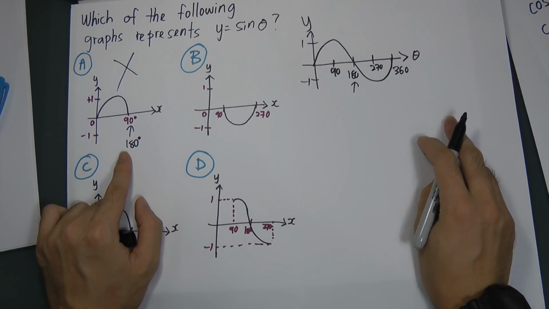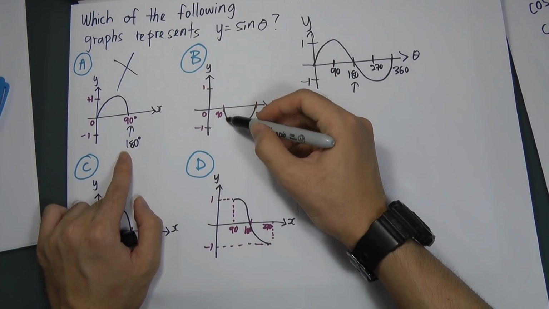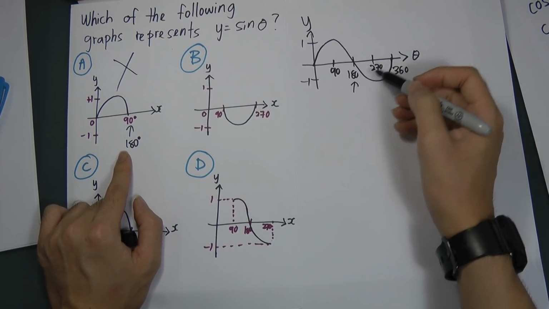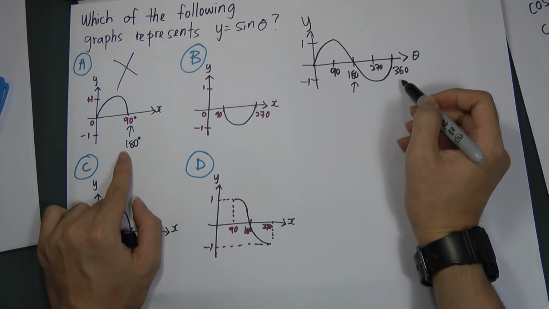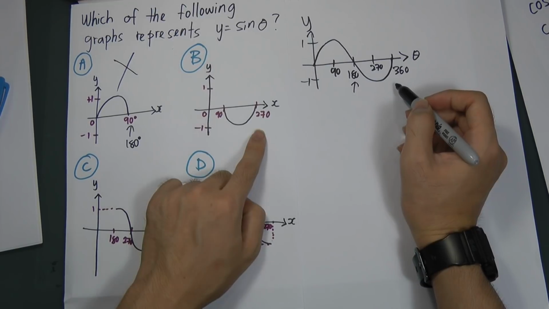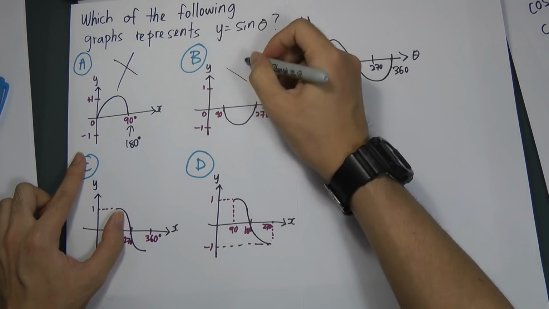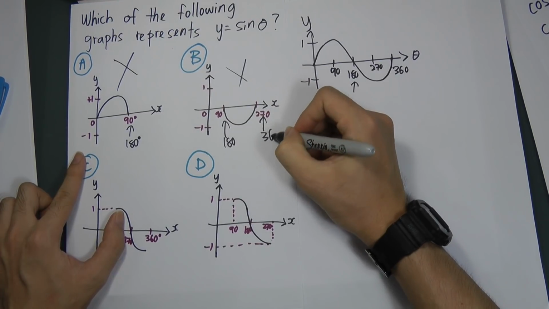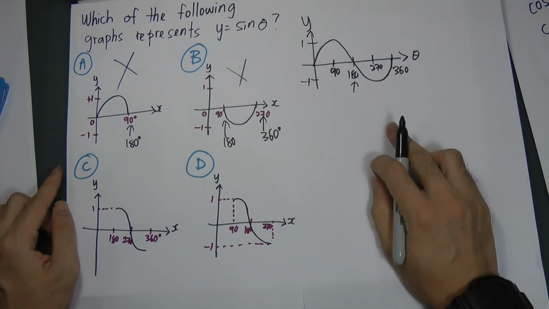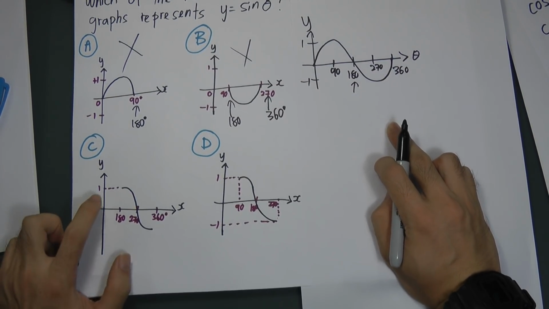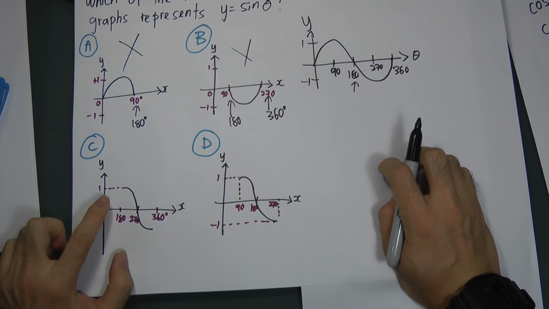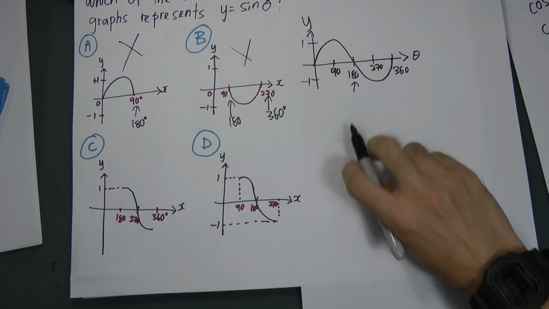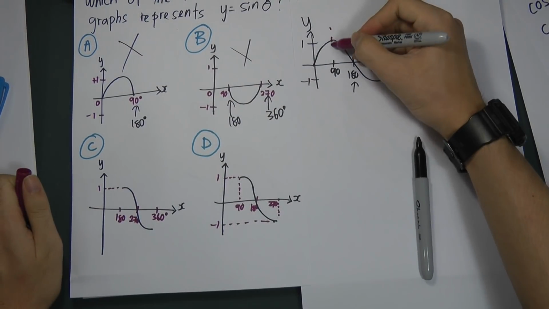Then I check the second one. This one also looks familiar. I also got this one. But this one is 90 to 270, and it should be 180 to 360. So it's wrong. And then C. I have a look at C. C also looks familiar. He starts from here, which means he takes out this part.